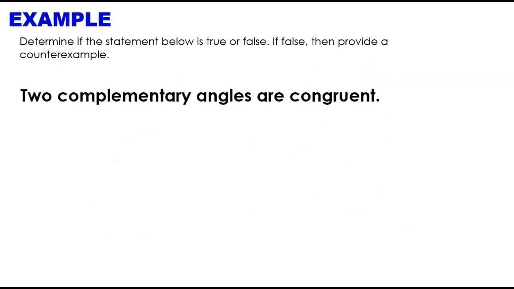Okay, we got one more counterexample, or one more example. Determine if the statement below is true or false. If false, then provide a counterexample. Okay, so two complementary angles are congruent. Now, in case you missed a lesson on Friday, or you might just not remember, that's okay. You can Google what complementary angles are. I'll go ahead and tell you, though. Complementary angles are two or more angles that add up to 90 degrees. Okay, so they have a sum of 90 degrees.